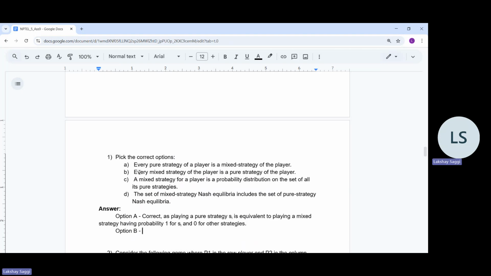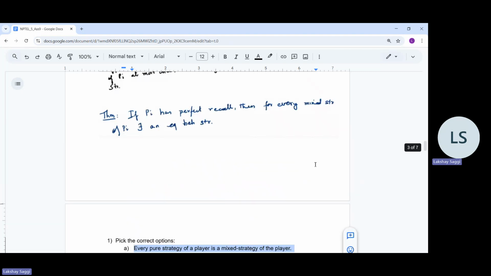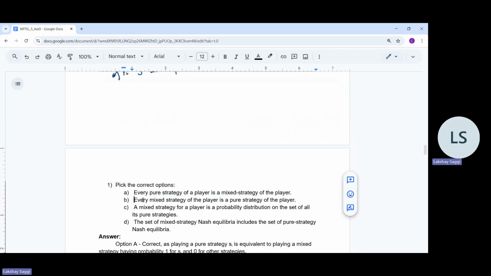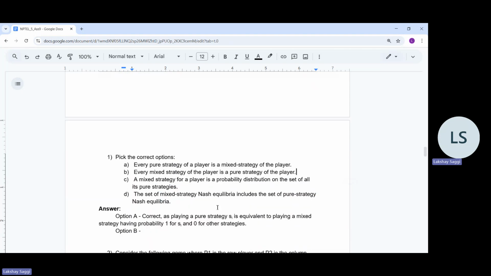So we showed that every pure strategy is a mixed strategy of the player, and it's not too difficult. We already had these kinds of discussions. Maybe I'll just leave this option, that every mixed strategy of the player is a pure strategy of the player. I'll leave it to you whether every mixed strategy is also a pure strategy. I'll just give this as an exercise to you guys.